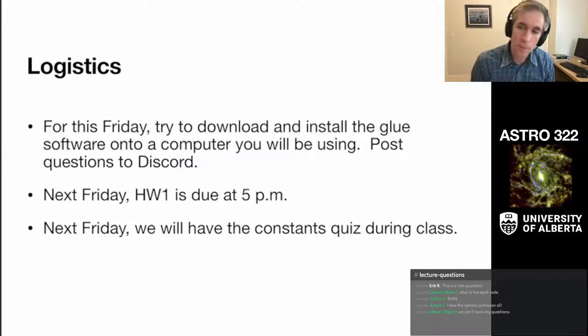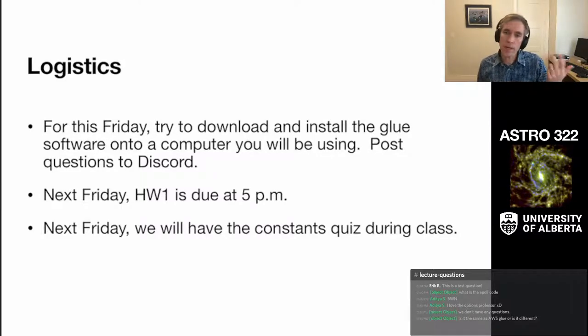Okay, so a few logistical points before we get right into content here. First off, for this Friday, there's this software that I'm going to try to use. This is an experiment, haven't really worked this all out yet, but it's called Glue. Glue is a multi-dimensional data visualization package, which is super useful for what we're going to be doing. We'd like for you to try to download and open up Glue on a computer you'll be using. That way, you'll be able to follow along on Friday activities at home. If you have questions, go ahead and post them into the Discord and get going. It should run on Mac and Windows as a standalone application. And if you're a Python user, you can install it through Anaconda.